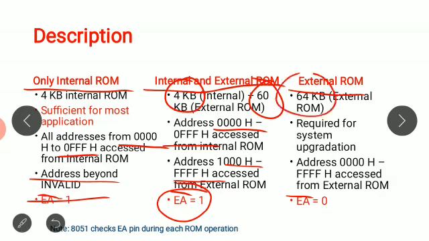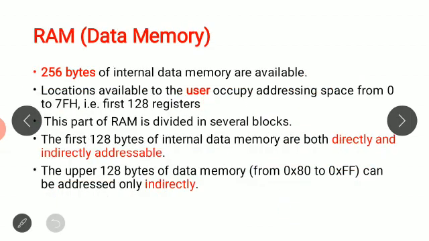External ROM, 64 kilobytes available, and it is required when system upgradation is a requirement. Address is from 0000H to FFFFH, and here EA bar needs to be 0. So let's talk about RAM now. RAM, although it is only 256 bytes of memory, is very important, and we will be looking into the detail of RAM now.